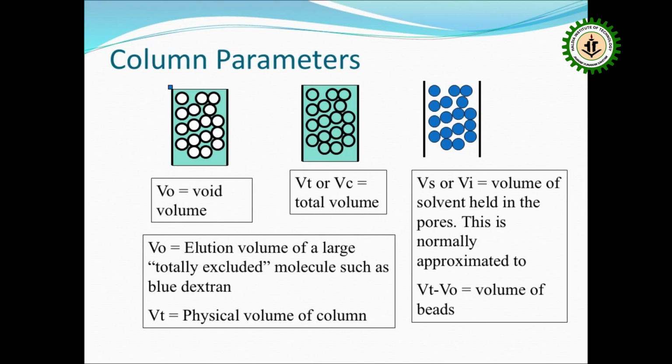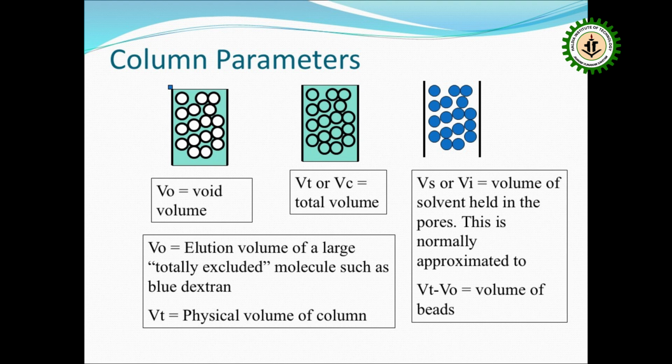Column parameters of gel filtration chromatography. V0 is the void volume, which is generally excluded from the gel filtration media. Vt or Vc is the total volume, the physical volume. Vs or Vi is the volume of the solvent held in the pores. This is normally approximated as Vt minus V0, which is the volume of the beads.